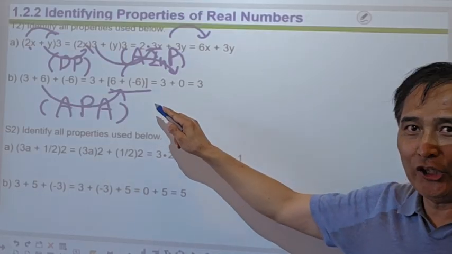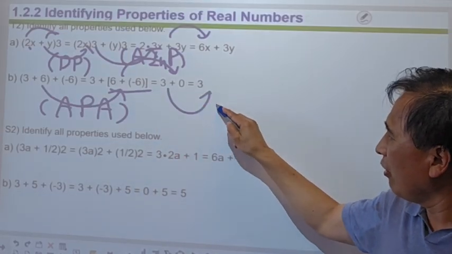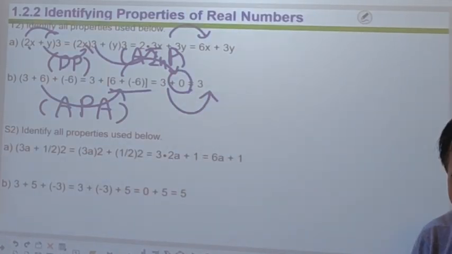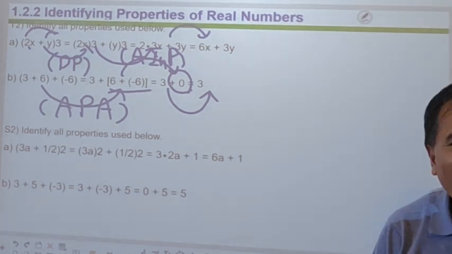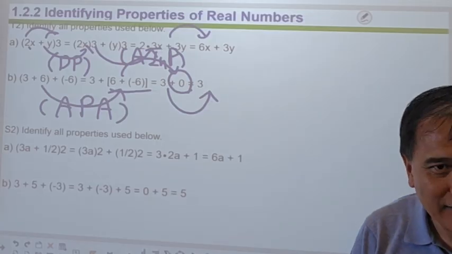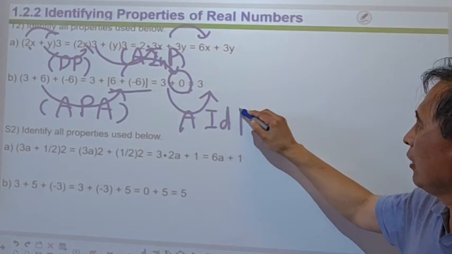Okay, and then here to here. So, 0 was what? Identity. What identity? 0 was identity about the addition, so additive identity. So additive identity property.